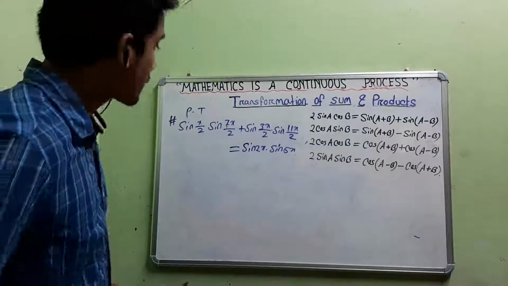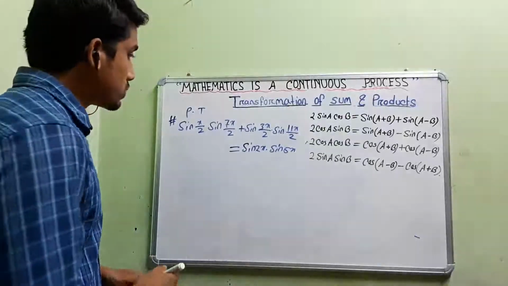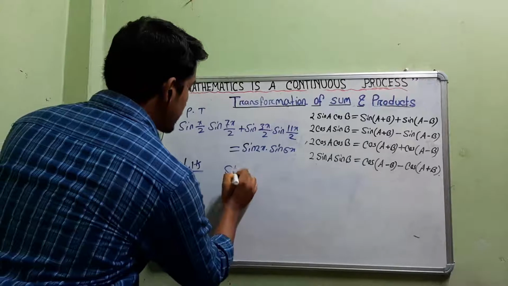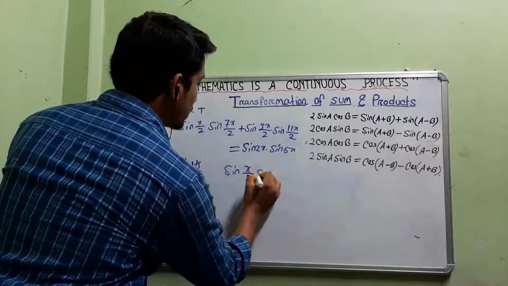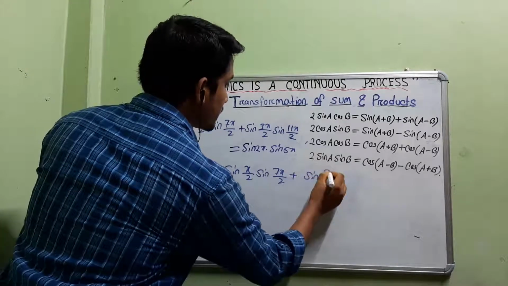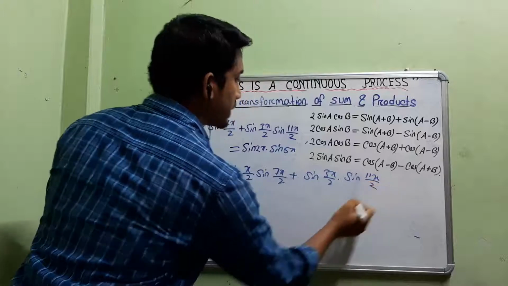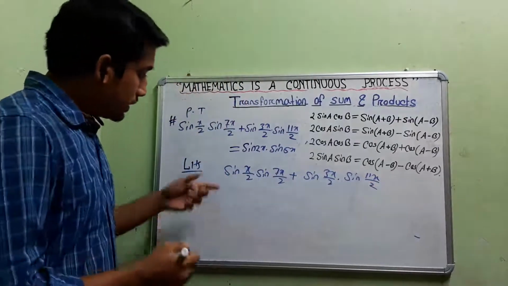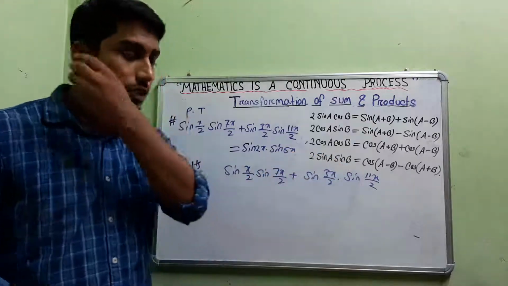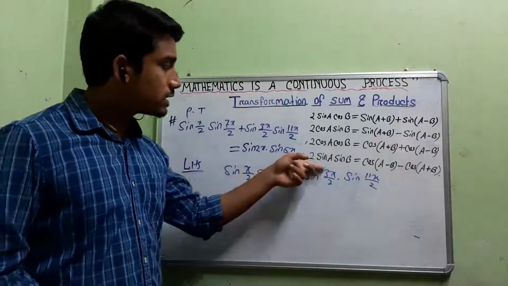So we will go by the left hand side, obviously. What is the left hand side here? Left hand side is sin(x/2) sin(7x/2) plus sin(3x/2) into sin(11x/2). Now you see, this is falling under 2 sin A sin B. You see sin A, sin B.